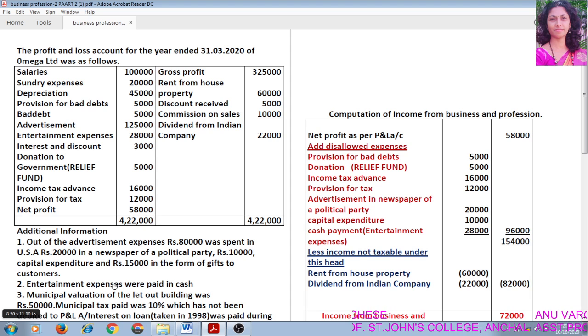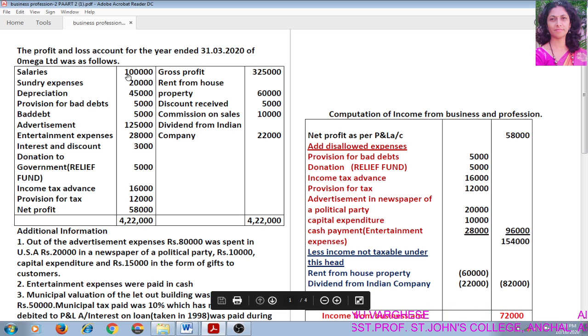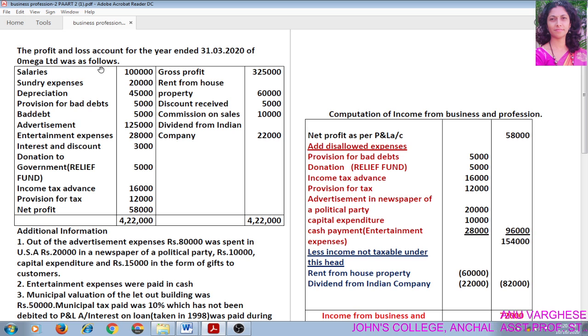My dear students, today we are going to do a practical problem from the module Income from Business and Profession. Let us read the question. The profit and loss account for the year ended 31/3/2020 of Omega Limited was as follows.